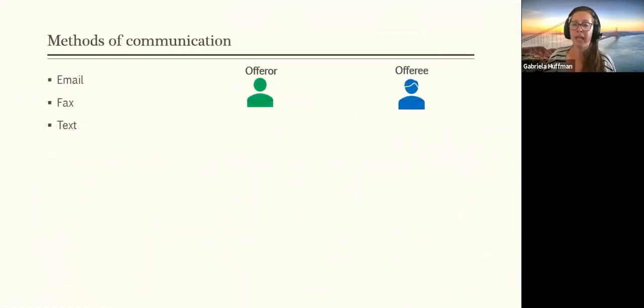So methods of communication. Well, I want to point your attention to the little figures here. You have the offeror, who is the one who created the offer and gives it to the offeree. That's the one receiving the offer.